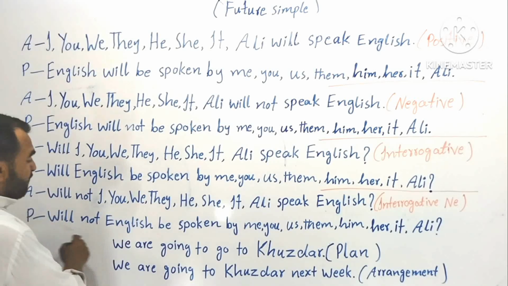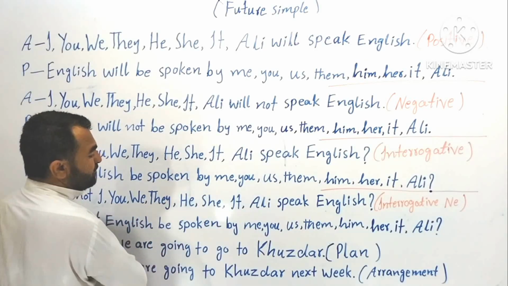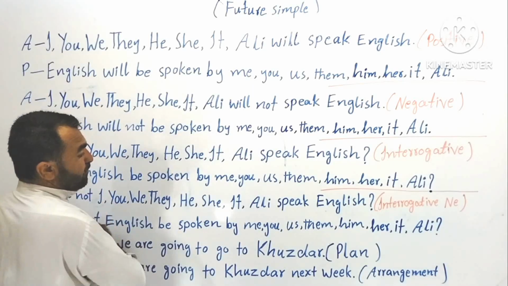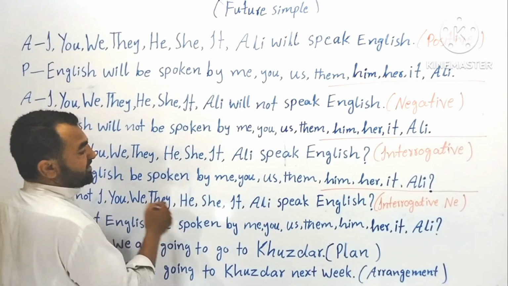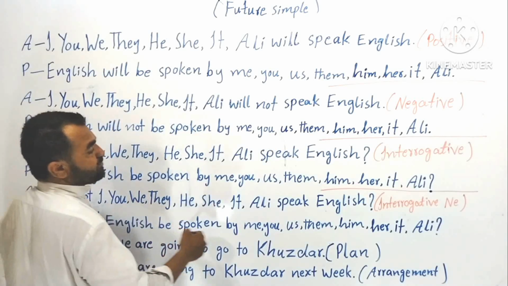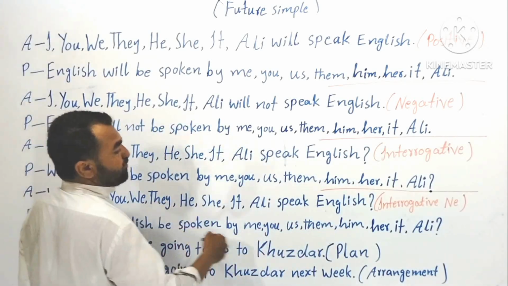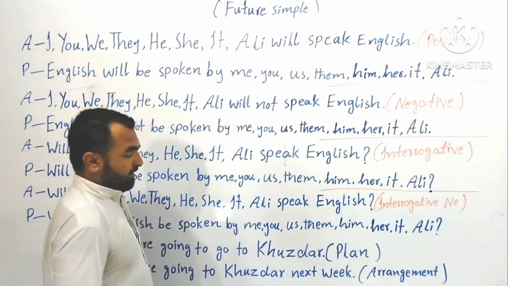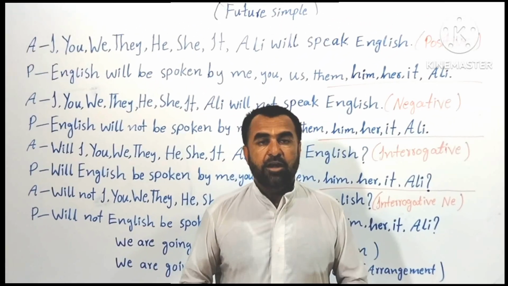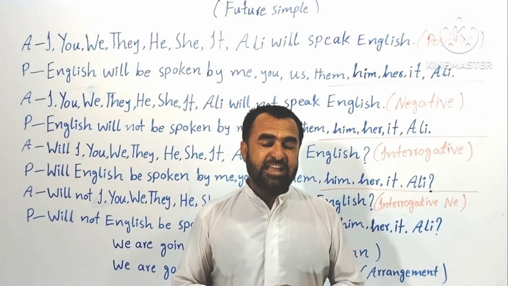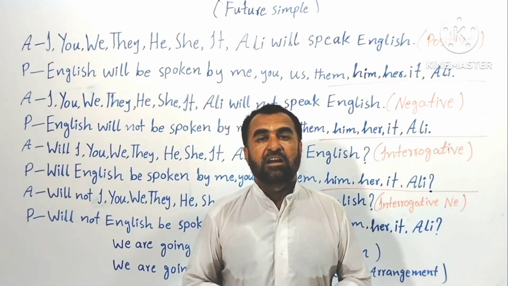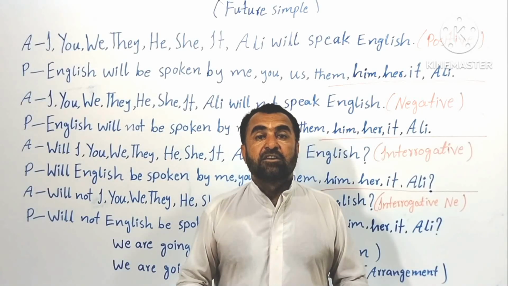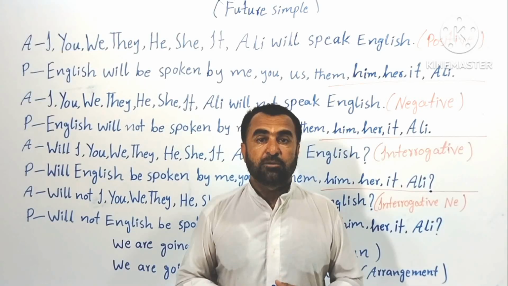Won't English be spoken by me? Won't English be spoken by you? Won't English be spoken by us? Won't English be spoken by them? Won't English be spoken by him? Won't English be spoken by her? Won't English be spoken by it? Won't English be spoken by Ali? Okay? Correct? Now here I would like to tell you one more thing, that in English grammar there is something called near future. Understood?